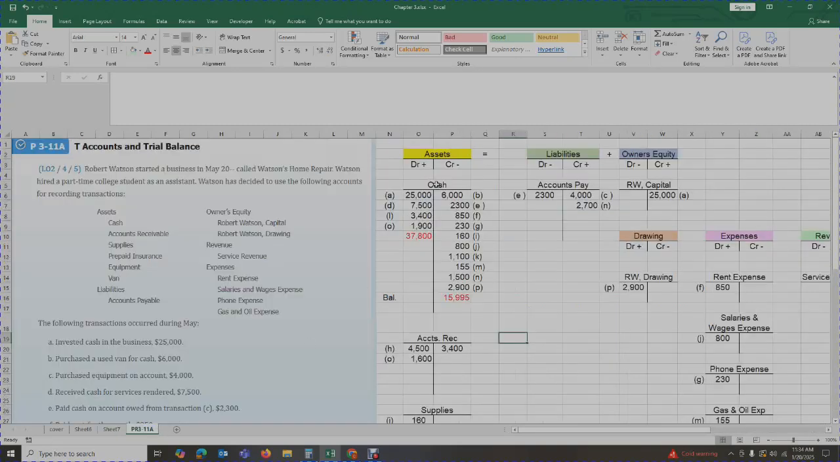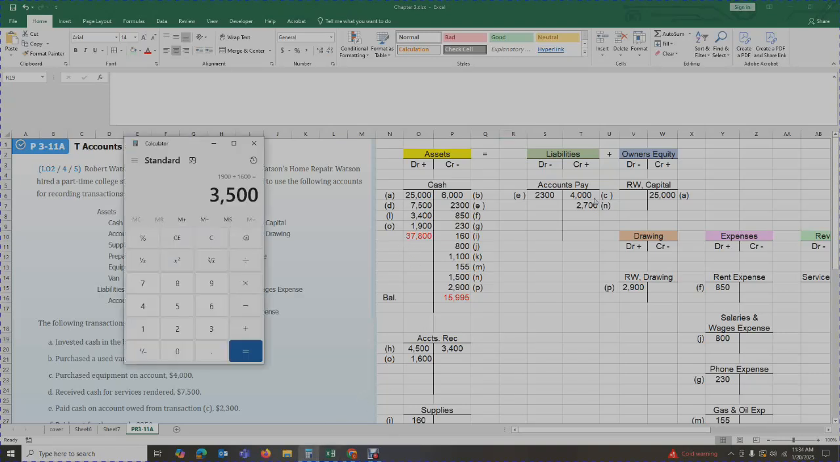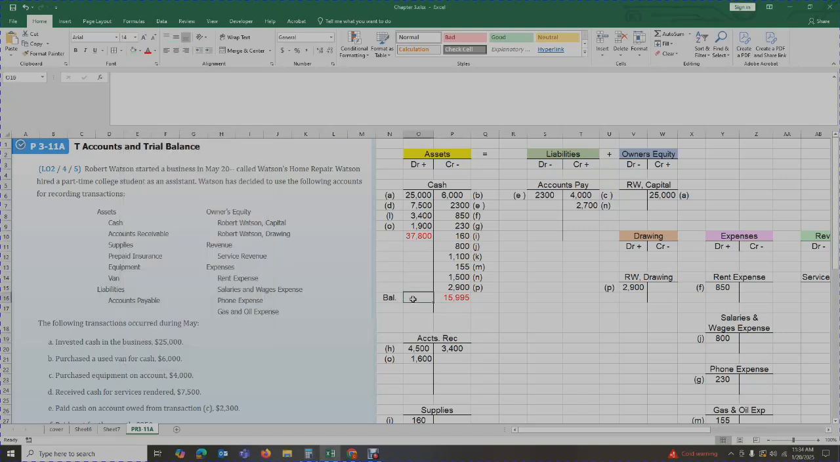So usually the balance is on the side with the highest balance, which it is in this case. So I've got 37,800 minus 15,995. That means that my balance is 21,805.